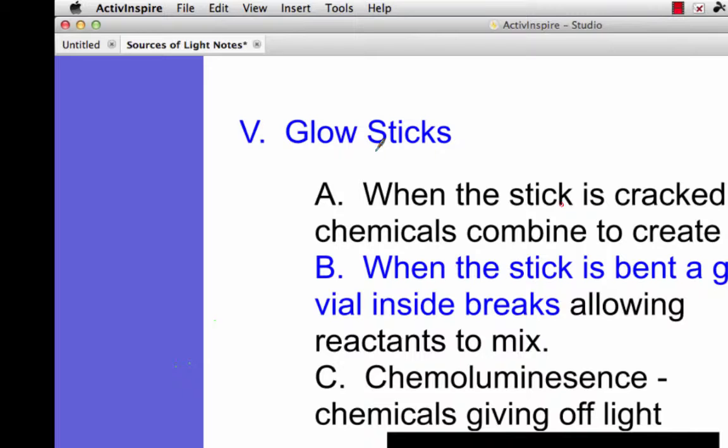Here, I'm actually going to break a glow stick so that you can hear it. Well, hopefully this will come up on the microphone. Okay, you can hear that cracking. That is chemiluminescence. Now my glow stick, even though you can't see it right now, is in fact glowing. The chemicals mixed, and we have chemiluminescence, so chemicals giving off light.